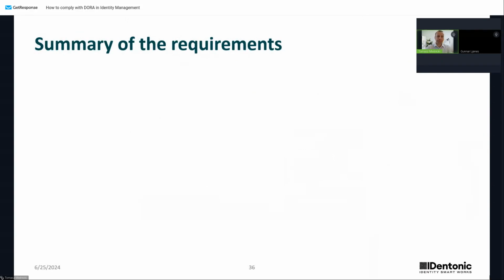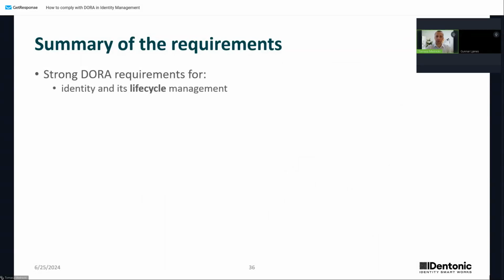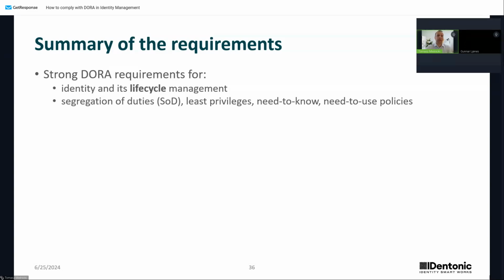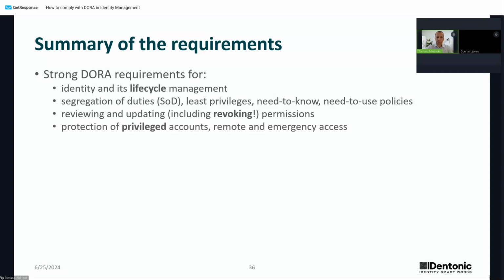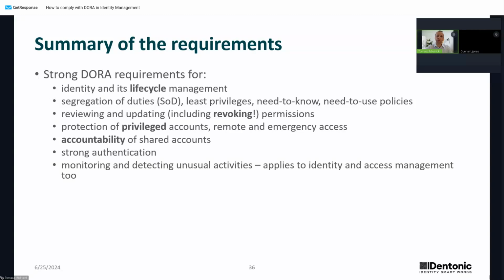So if we can summarize all the requirements, there are strong DORA requirements for identity management, especially the life cycle, which is kind of a new thing that now mandates all the financial entities. Segregation of duties and other policies to be followed, reviewing and updating permissions, including revoking, protection of privileged accounts, as well as remote and emergency access, and implementing accountability for all shared accounts, strong authentication, and monitoring and detecting unusual activities. And this kind of unusual activities also applies to the identity and access management scope.